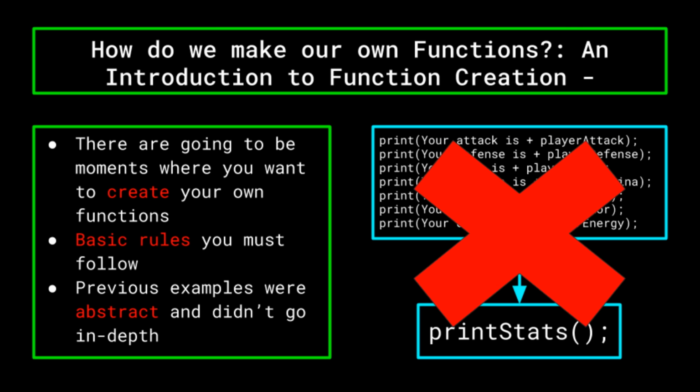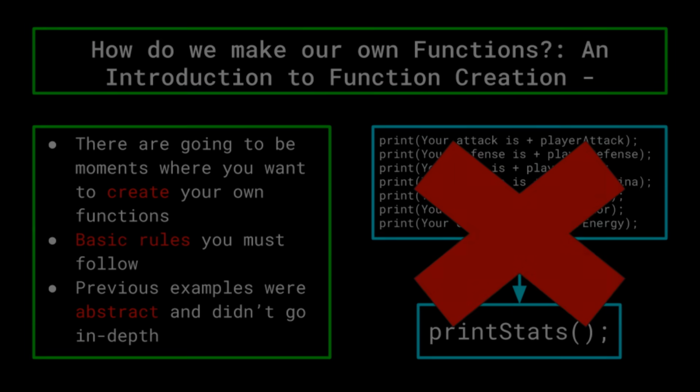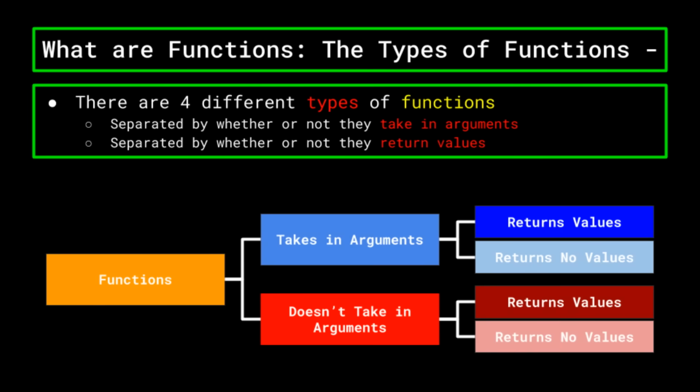So right now we're going to be covering a skeletal system of everything that needs to be included in a function in order to get it to work. Now think back to the 4 different types of functions that we talked about previously. Functions that do and don't return values, and functions that both do and don't take in arguments.